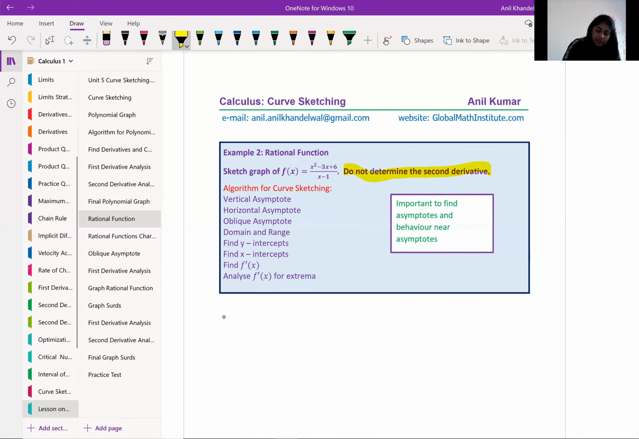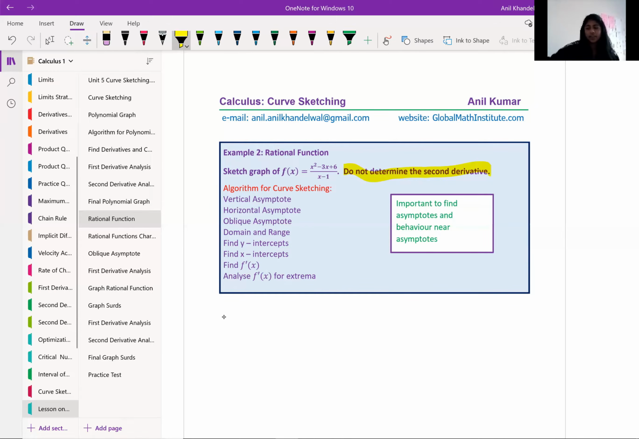We have specifically mentioned do not determine the second derivative. It is here for a reason. Now, when we are talking about rational functions, what is more important for us? It is the asymptotes which are more important when we are talking about rational functions, correct? When we were talking about polynomials, did we talk about asymptotes? No. It makes no sense.